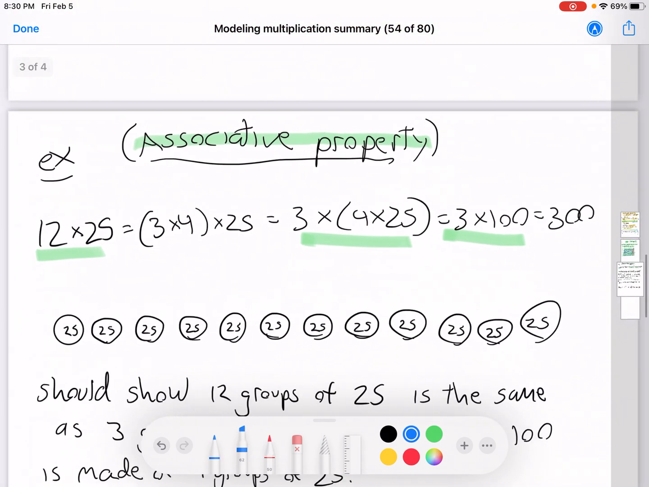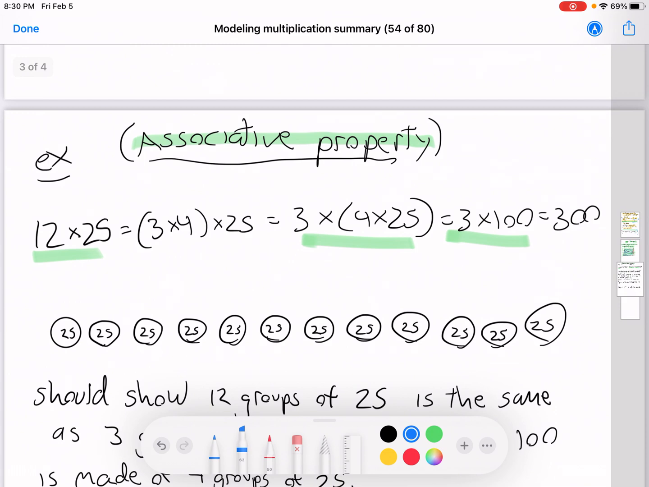All right, models with the associative property. So if I wanted to do 12 times 25, I could also say, hey, I know that 12 is 3 times 4. And I could then multiply these first, and I could say, well, I know that 4 times 25 is 100, and so I could do then 3 times 100, which is 300.